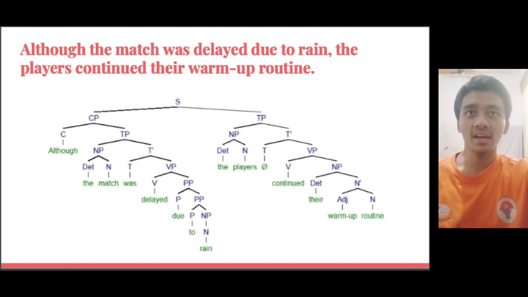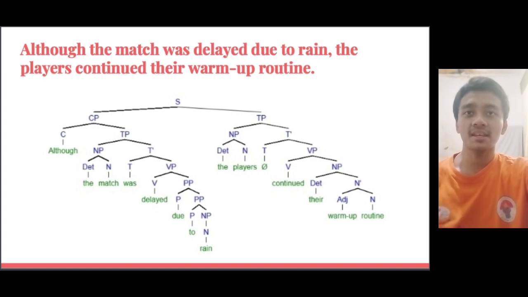Prepositional phrase, due to the rain, modifies delayed, indicating the reason. Preposition, due, part of the complex preposition due to. Prepositional phrase, to the rain, the object of the preposition due. Preposition, to, introduces the noun rain. Noun, rain, the head noun of this prepositional phrase. Comma separates the adverbial clause from the main clause. And tense phrase, the players continued their warm-up routine.